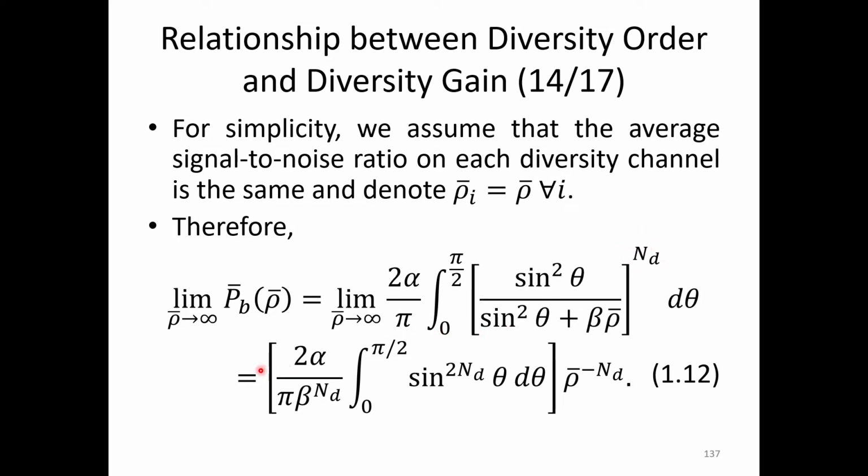After some computation, we can find that this equation is equal to 2 alpha over pi times beta to the power of ND, times the integration from 0 to pi over 2 of sine to the power of 2ND of theta d theta, times rho bar to the power of minus ND. This is equation 1.12. So how can we get this equation? Please see the handout.